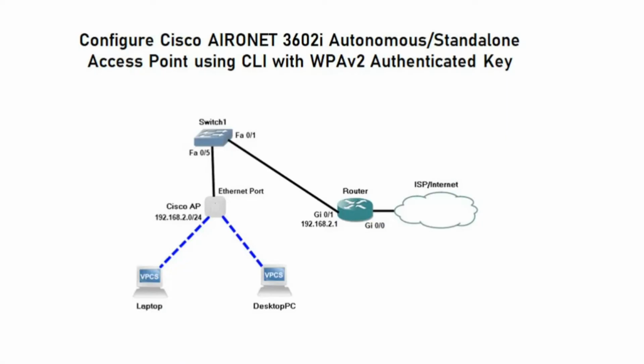Now I will show you the network topology for this network. Here we can see that this is my Cisco router, this one is my Cisco layer 3 switch, this is a Cisco AIRONET 3602i standalone access point, this one is my laptop, and another one is my desktop PC. In this video I will focus on this portion, how to configure the Cisco access point with CLI commands, and I'll briefly show this network portion because I have already created another YouTube video.